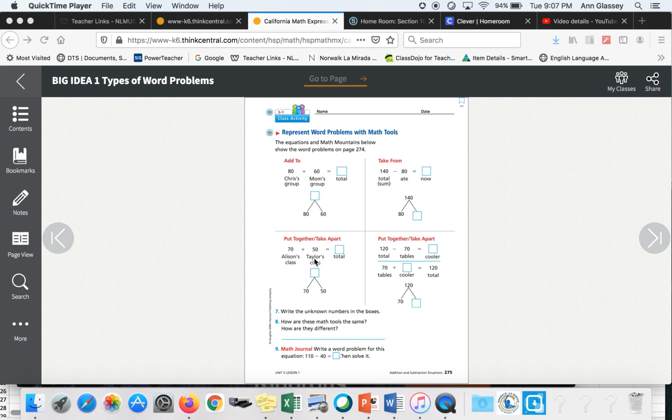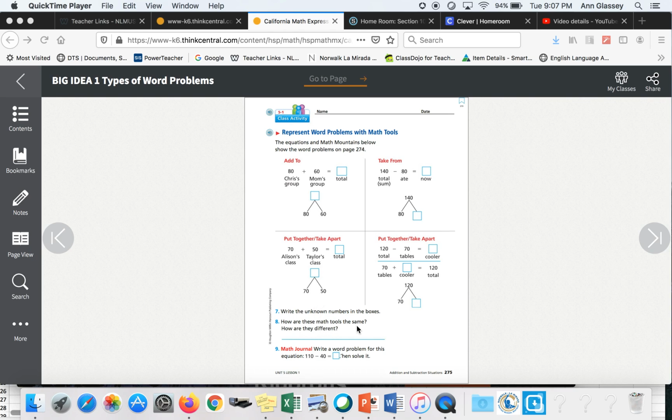This is a put together tool where the two addends are here and you put the total here. This is a put together take apart tool where you have the total, you take one of the parts away, you have the other part. Write the missing numbers in all of these boxes.